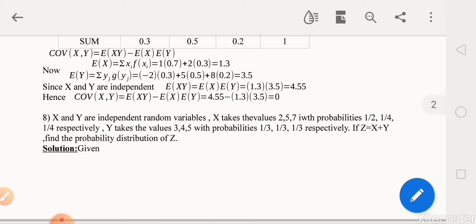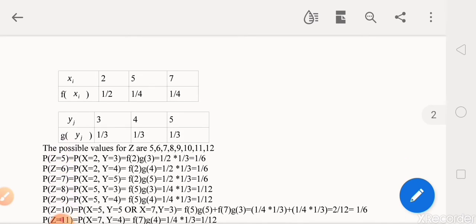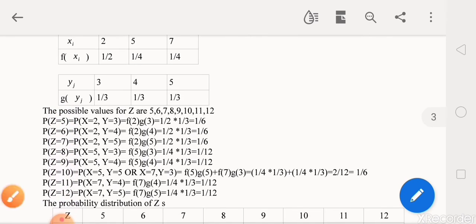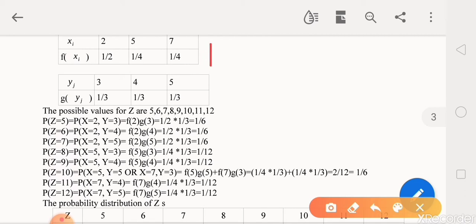In this problem, they have given x values with the probabilities, y values with the probabilities. A new variable z is defined. For that z, we have to find probability distribution. So we will start with given thing. Given probability distribution of x and probability distribution of y. Just we have tabulated given values.